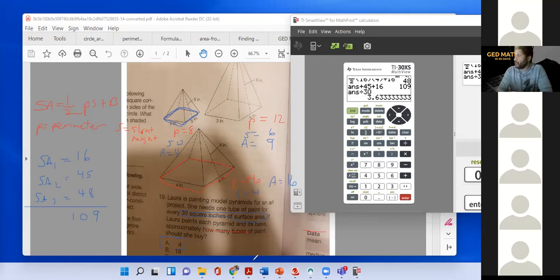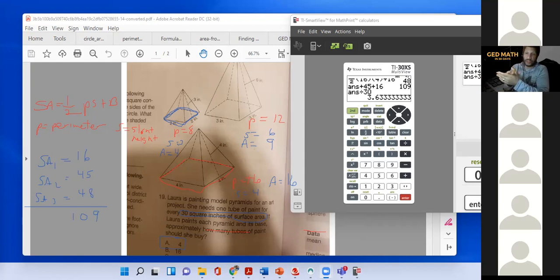If you needed 3.6 tubes of paint, how many tubes should you buy? 4. 4 tubes. Okay, now I can almost guarantee you're not going to have something this difficult. I believe this is from the Kaplan book, but again, that doesn't mean you shouldn't be able to solve it. Any word problem you get, you've got to break it down into steps and be able to solve that question.